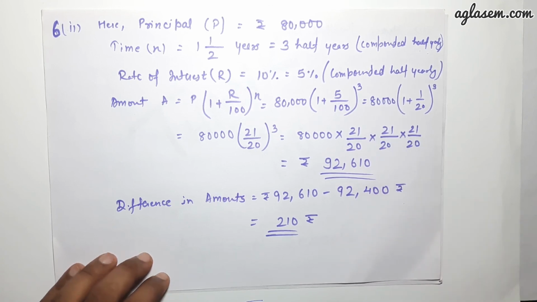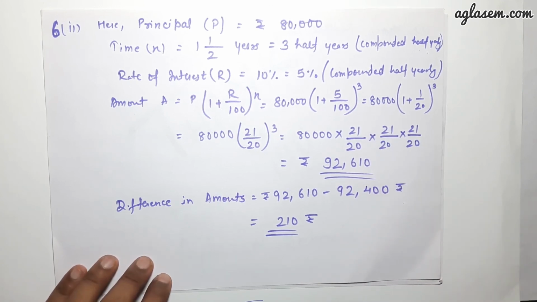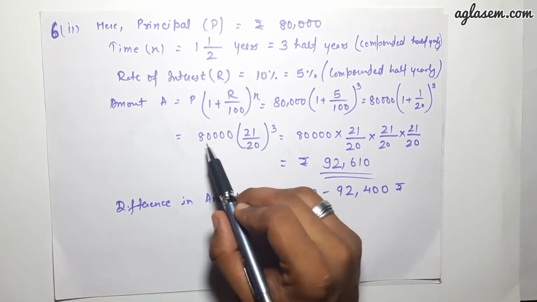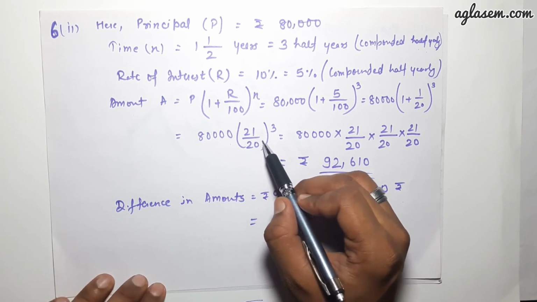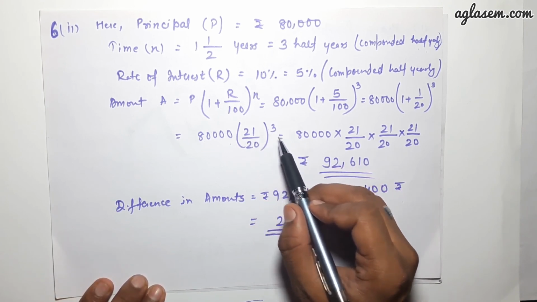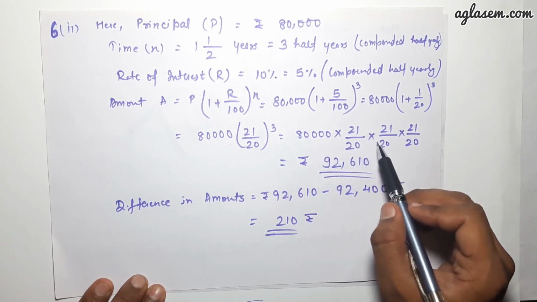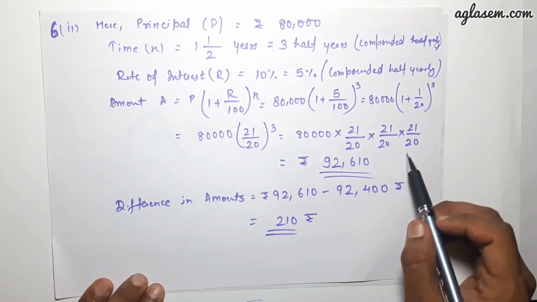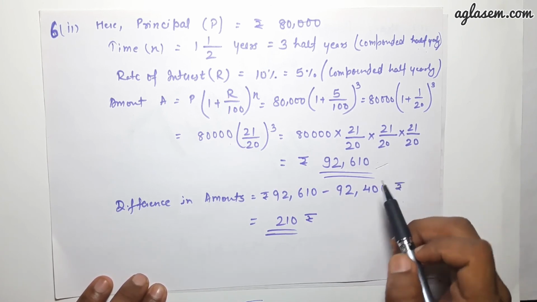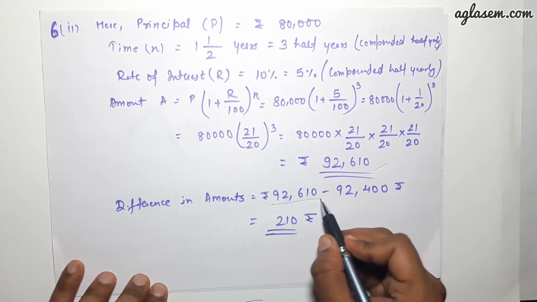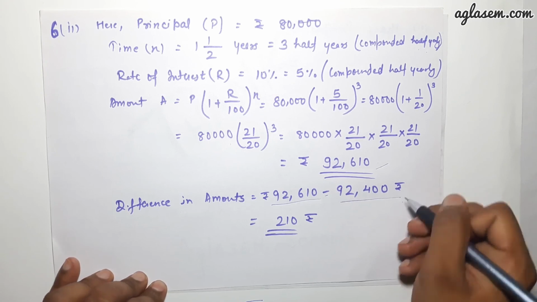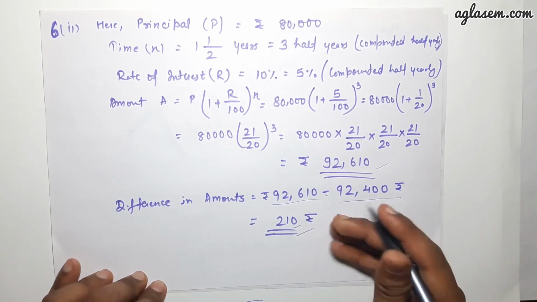So 80,000 (1 + 1/20)^N. After solving this we get 80,000 (21/20)^N. So we have to multiply 21/20 three times. So 80,000 into 21/20 into 21/20 into 21/20, we get the answer 92,610. So the difference in amount is 92,610 minus 92,400. So we get the answer, that is 210 rupees.